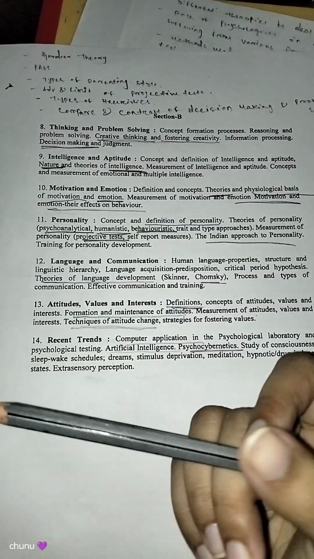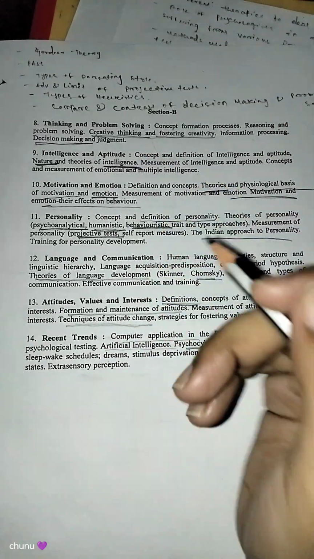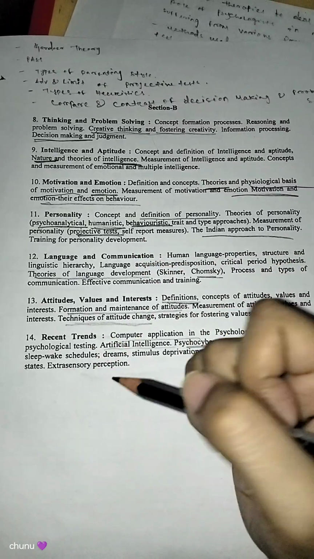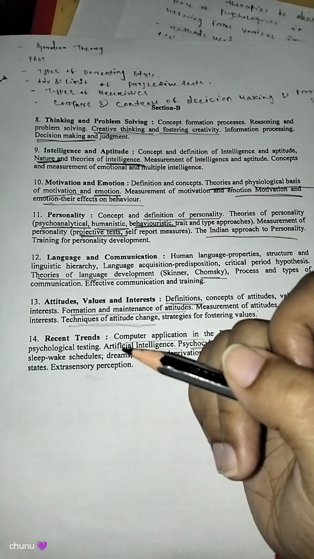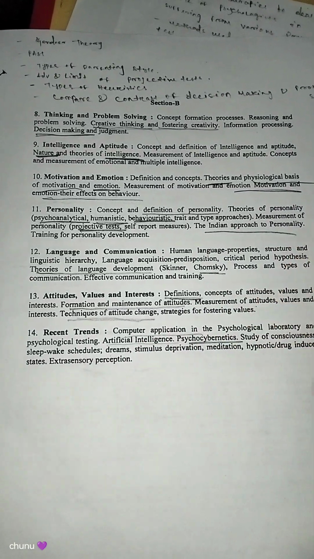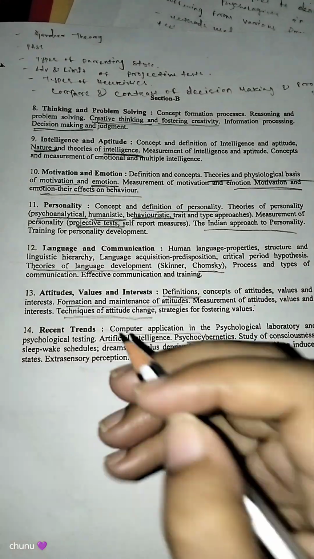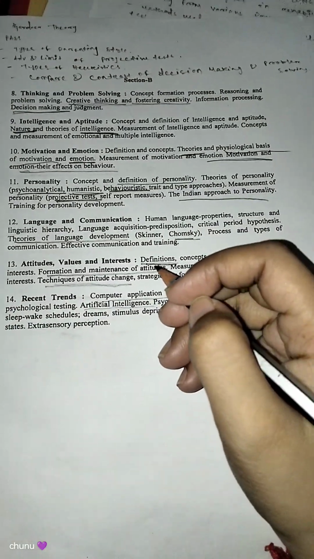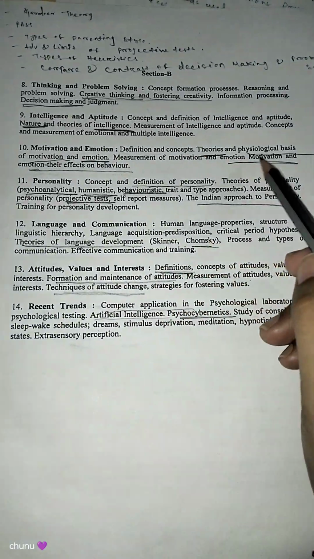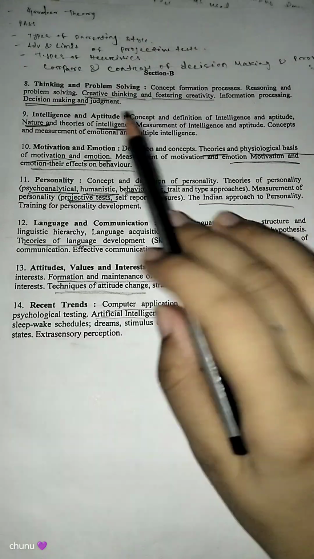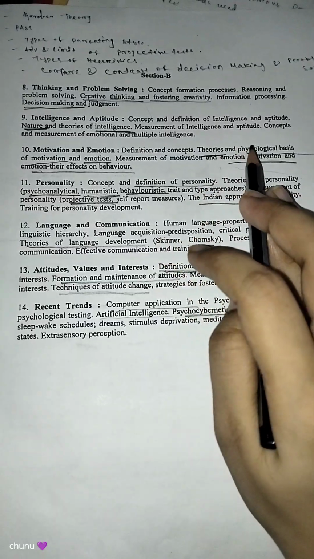And the ninth is intelligence and aptitude, a very important chapter in psychology: how we measure IQ, and there are some theories and intelligence questionnaires that help to measure intelligence and aptitude. The tenth is motivation and emotion. Basically the theories and the psychological and physiological basis of motivation and emotion come under this chapter.